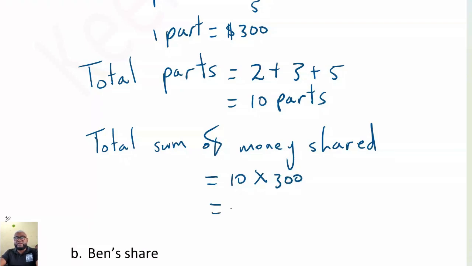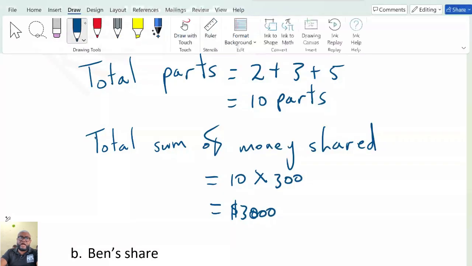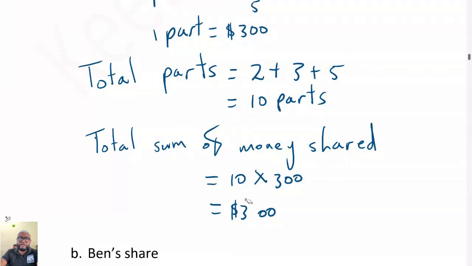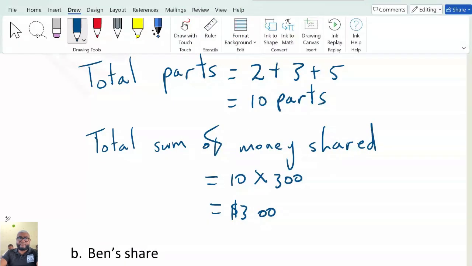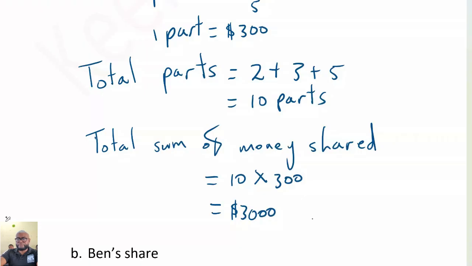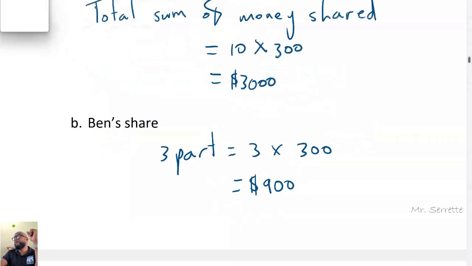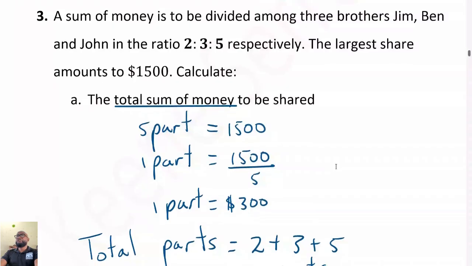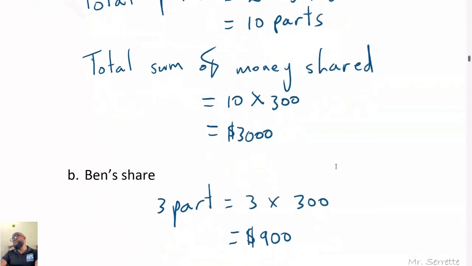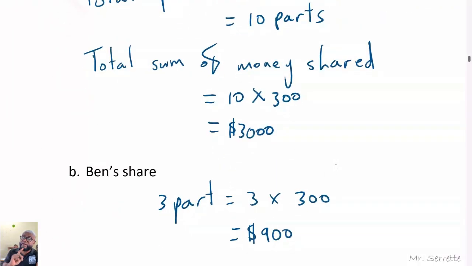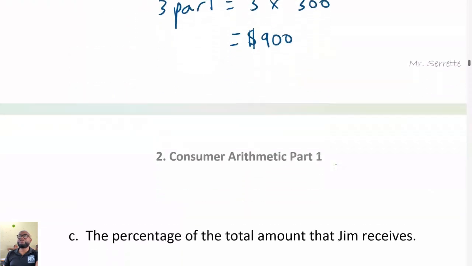So this will be equal to $3,000, right? That will be the total amount of money shared. Talk to me, we clear? Let's go. Ben's share was 3 parts. I mean, let's confirm that. Ben's share was 3 parts. So 3 multiplied by 300, which is the value of 1 part, would give me 900.